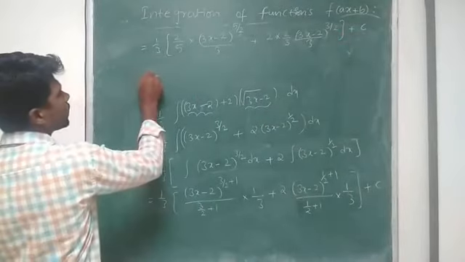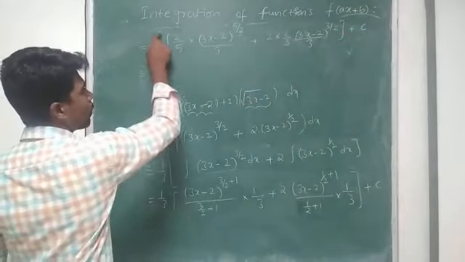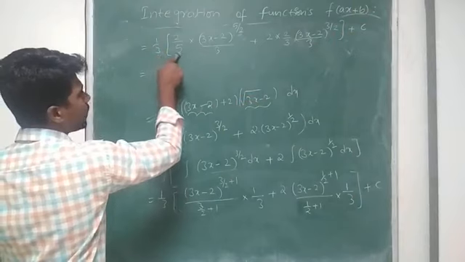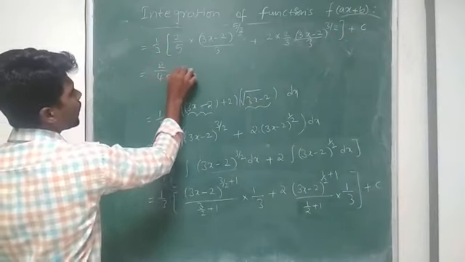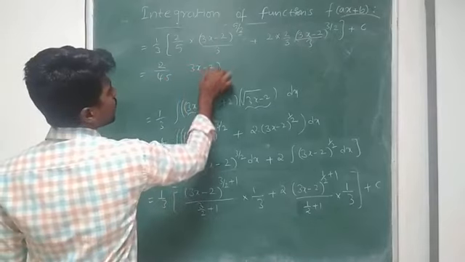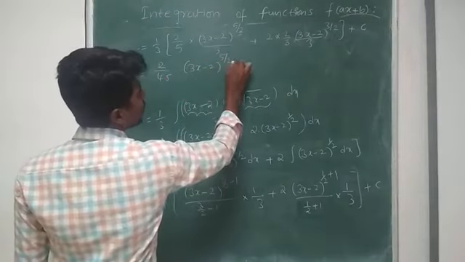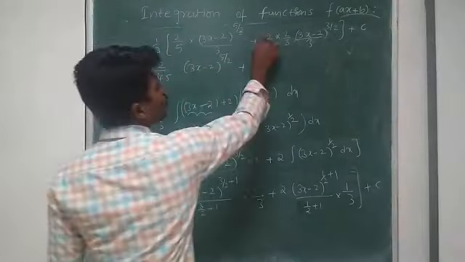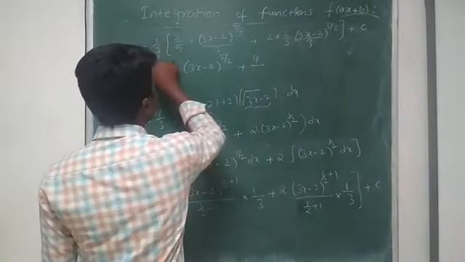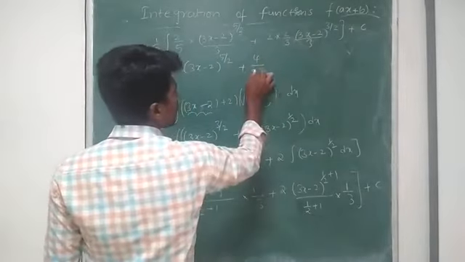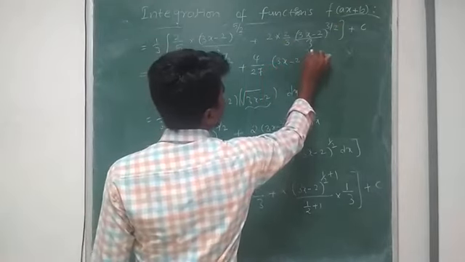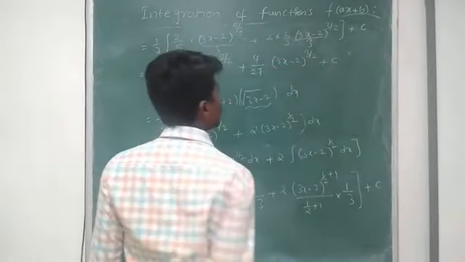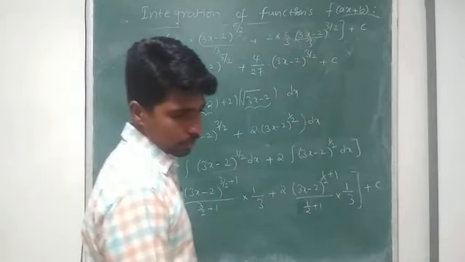So for the final answer, multiply everything. Open this bracket: 2 by 3 5s are 15, 15 3s are 45. So 2 by 45 into (3x − 2)^(5/2), plus 2 2s are 4 by 3 3s are 9, 9 3s are 27, into (3x − 2)^(3/2), plus c. Okay, next question.